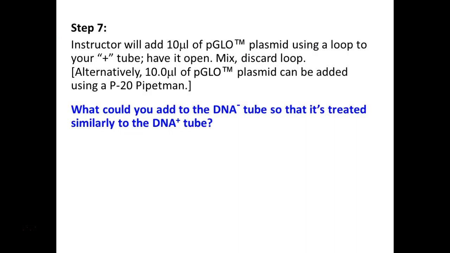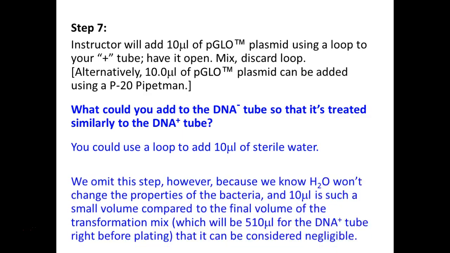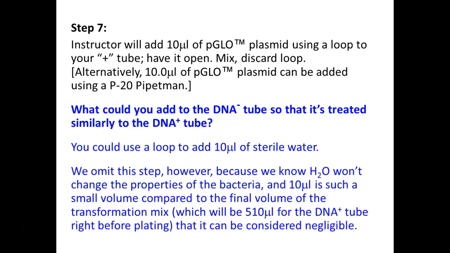What could you add to the negative tube to treat it as similarly as the plus tube? We're obviously not going to put DNA in it, but what else could we do? If we wanted a negative control, that's what this is. My DNA is in a liquid, so what's the most common liquid we deal with? Water. We could just add plain water, no plasmid, as our control. We're not going to do that. It's not necessary to be that particular for this.